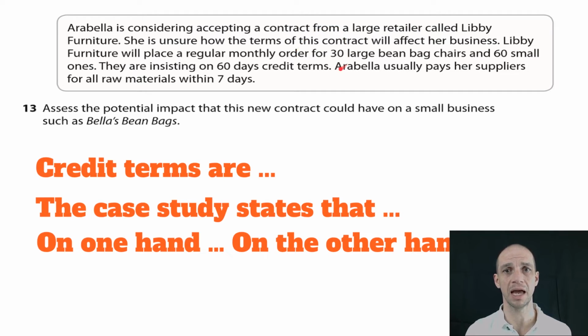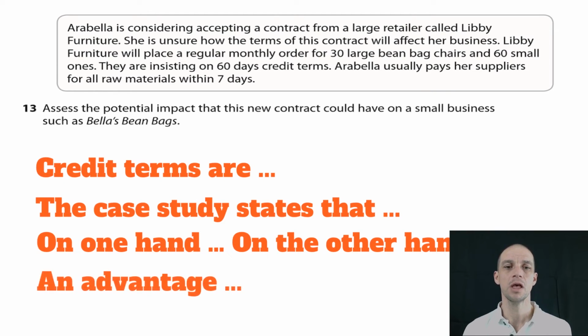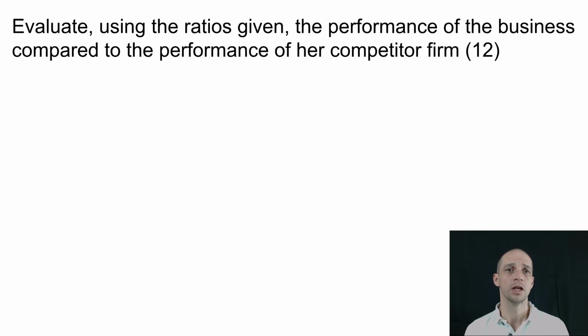It looks like big cash flow problems, if they're insisting on 60 days credit terms, but Arabella's paying her suppliers within 7 days. That doesn't make pretty for your cash flow. So yeah, as we've seen previously, alternatively, you could simply say, right, well, the advantage of taking on this contract is, and so on.